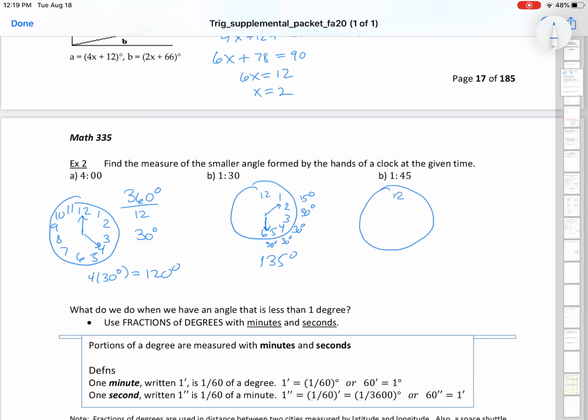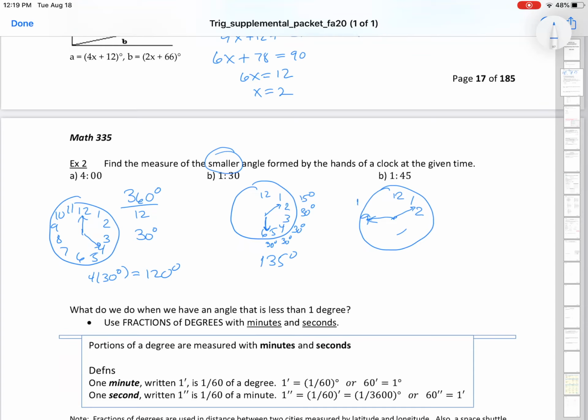Here's 12. Here's 1, here's 2, and so the hour hand will be right there. If you remember, 9's right over here, that's the 45 mark. And the angle that they want is always the closest angle in between them. And so, yeah, because it says here, find the smaller angle formed by the hands. So they don't want this outside one, they want this inside one.